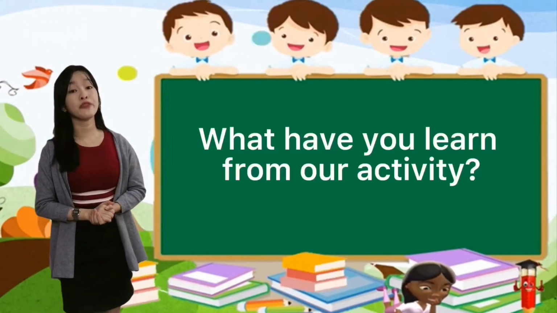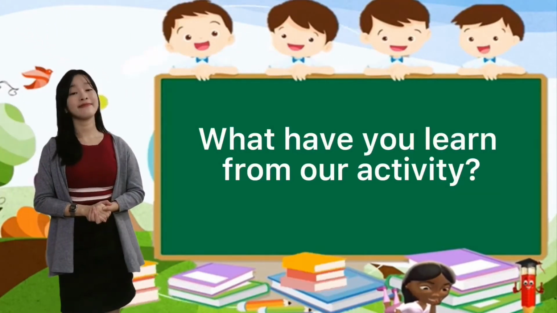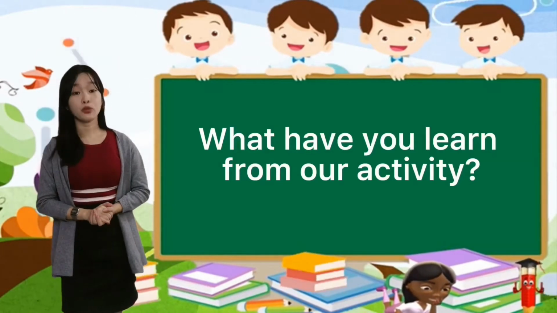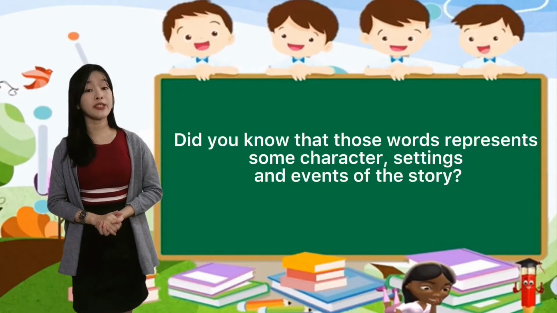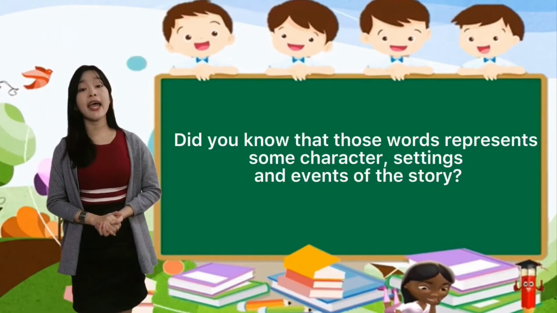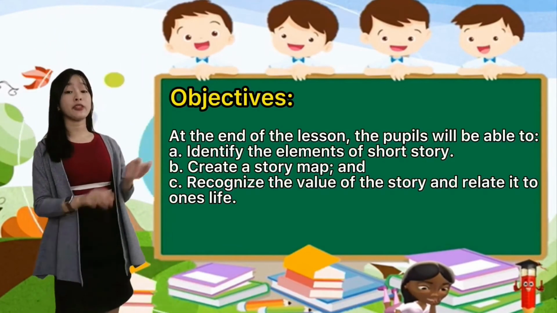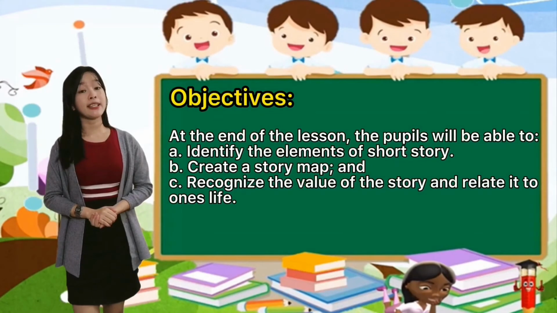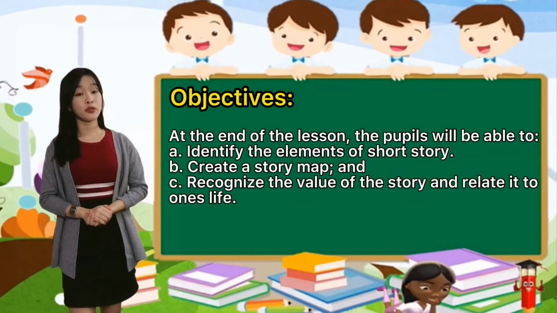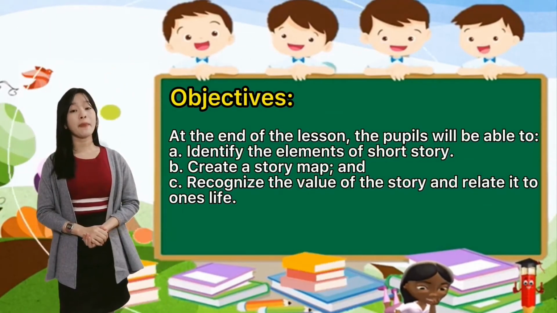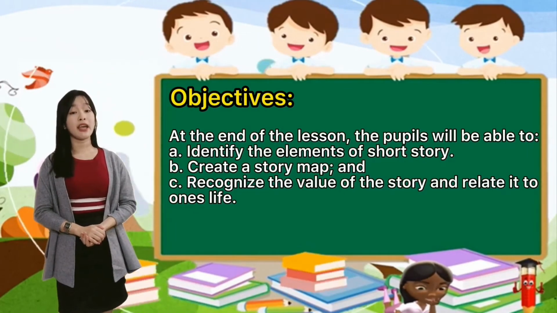Okay, what have you learned from our activity? Yes, Miss Piodena. Very good. Trust and sportsmanship. Did you know that those words represent some character, settings, and events in the story? Before we start, here are the objectives for today's class. At the end of the lesson, the pupils will be able to identify the elements of the short story, create a story map, and recognize the value of the story and relate it to one's life.